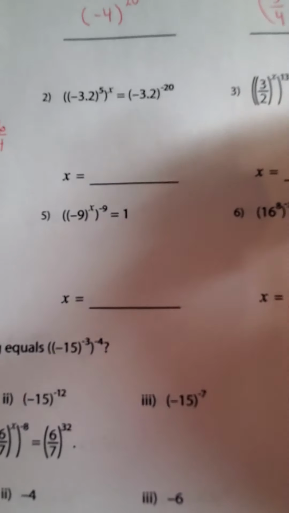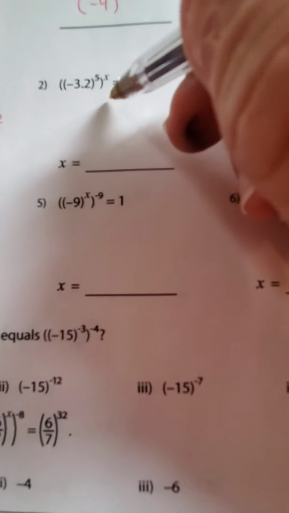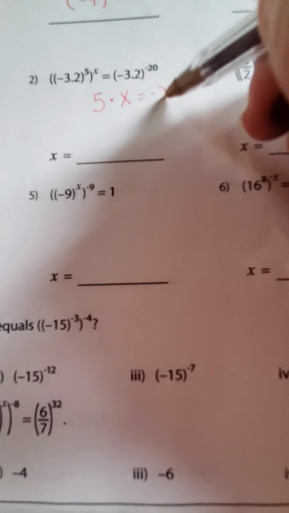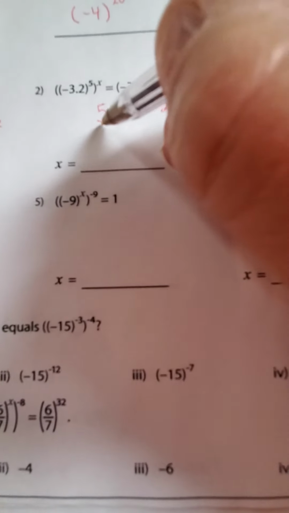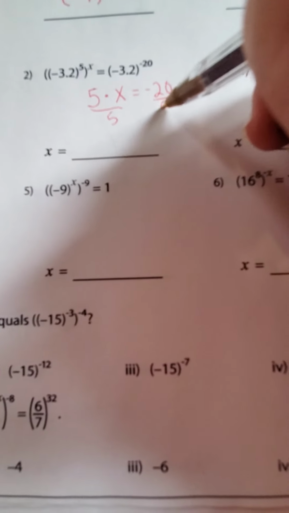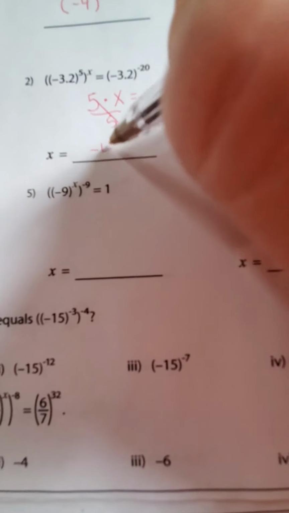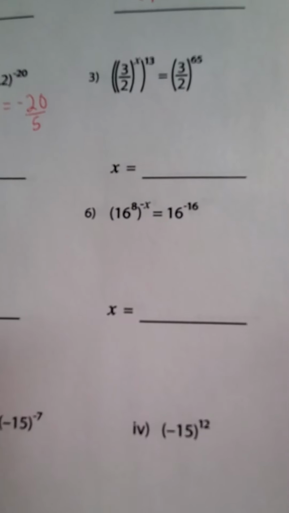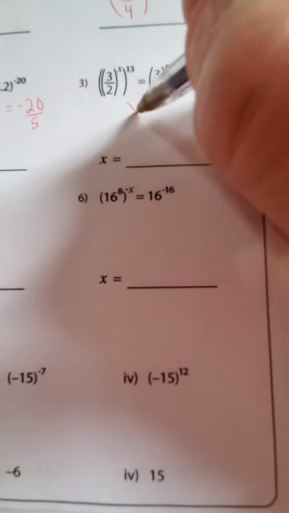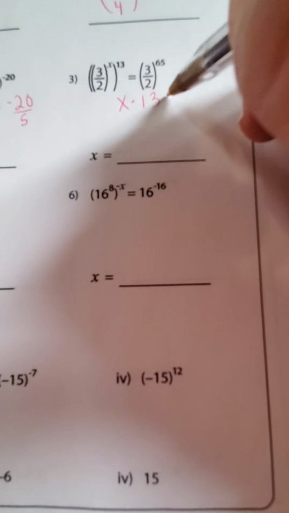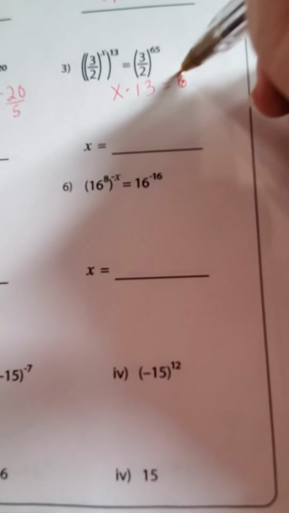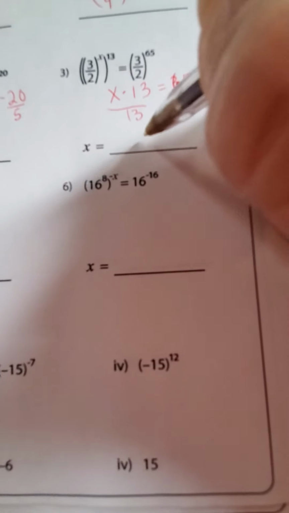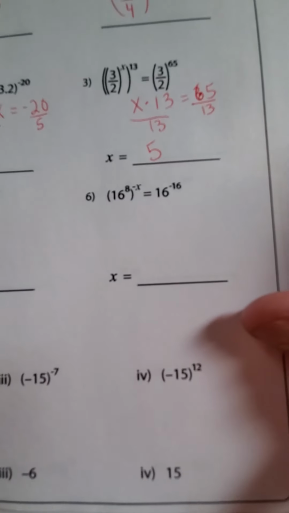Same on number 2. X is represented as an exponent, so I have 5 times some number is equal to -20. So I'm going to divide by 5, and x is going to equal -4. Same thing on number 3 in this group. We have x times 13. Some number times 13 equals 65. And we're going to divide by 13. So x is equal to 5.